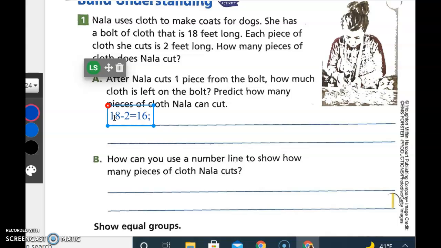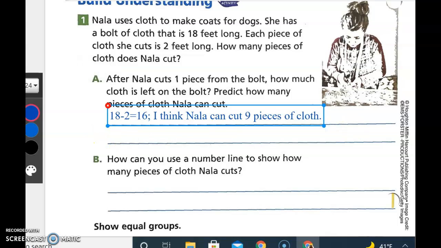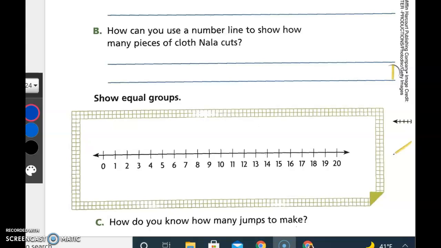Okay? Now the second question is, how many pieces do you think she can cut? Hudson, how many? 9. Okay. I think Nala can cut 9 pieces of cloth. Okay, if you're at home, turn that off and get that down. Okay, in letter B, it says, how can you use a number line to show how many pieces of cloth Nala cuts? What can we do?